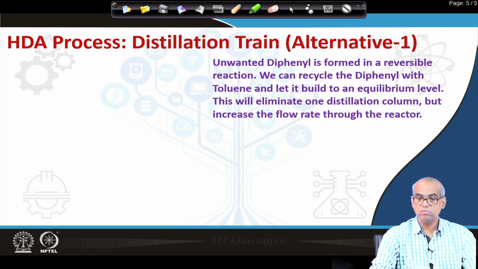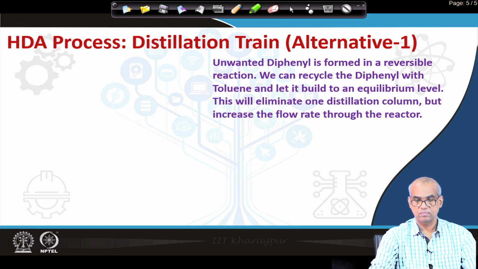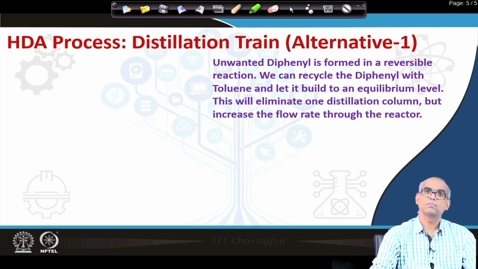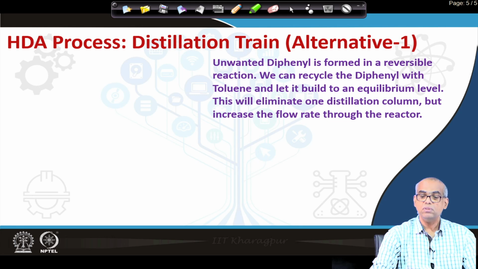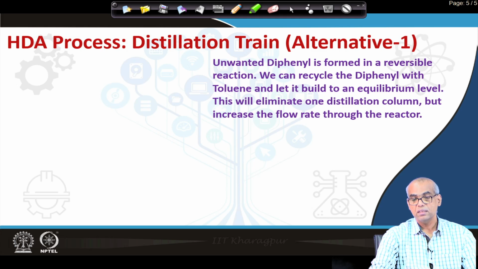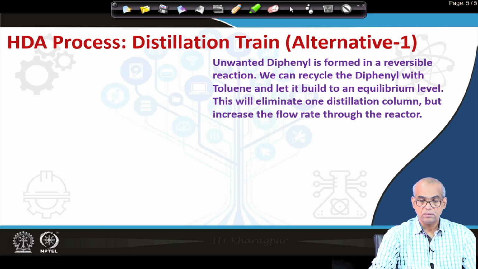Unwanted diphenyl is formed in a reversible reaction. We could recycle the diphenyl with toluene and let it build to an equilibrium level. This was possible because unwanted diphenyl is formed in a reversible reaction. So, it is possible that we can recycle diphenyl with toluene and let it build to an equilibrium level. If we do that, it will eliminate one distillation column, but will increase the flow rate through the reactor.